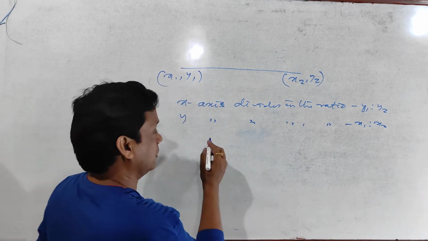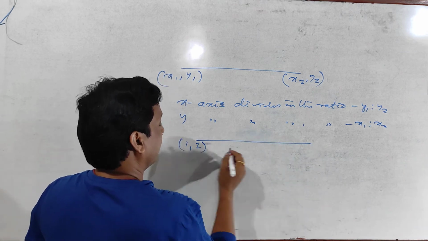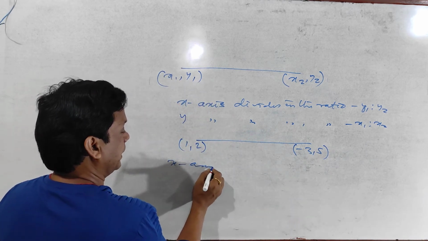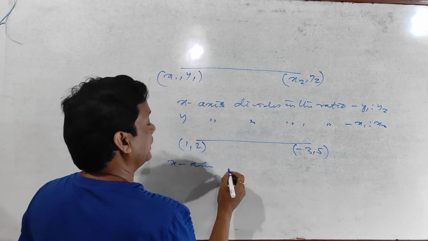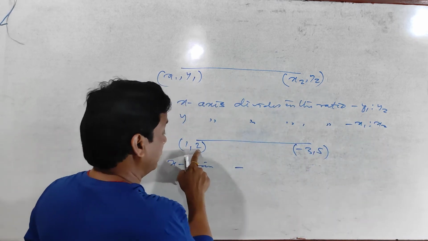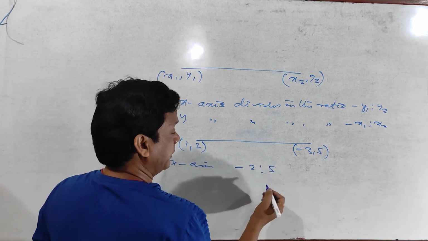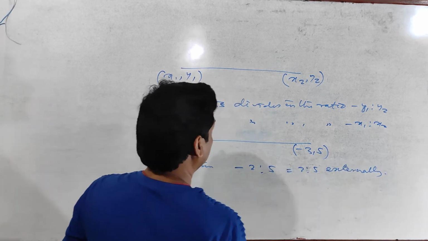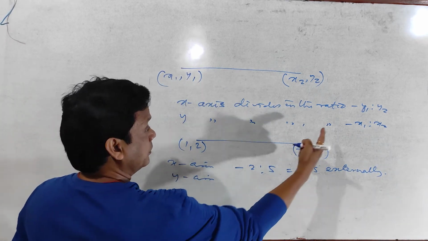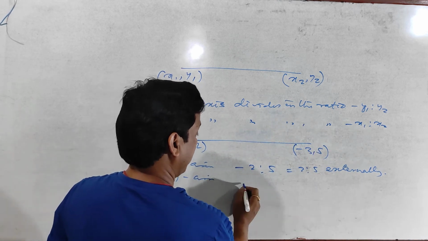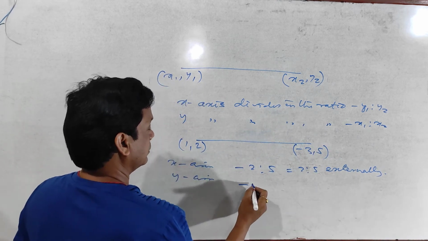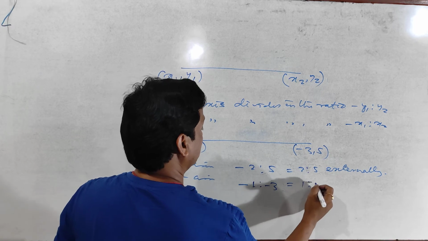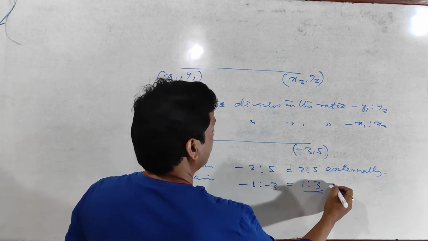I am giving you an example. See here, the line segment is there, 1 2 and minus 3 5, and the x-axis divides the line segment joining 1 2 and minus 3 5 in the ratio minus y1 is to y2, minus 2 is to 5. So that means we get 2 is to 5 externally. And the y-axis divides in the ratio minus x1 is to x2. x1 is 1, x2 is minus 3. So minus 1 is to minus 3, minus cancelled, 1 is to 3. So the ratio is positive, so it divides internally.